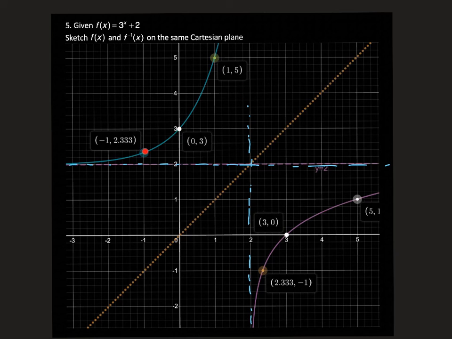And then you just reflect those points about the line y equals x. (-1, 2 and 1/3) is going to become (2 and 1/3, -1). (0, 3) is going to become (3, 0). (1, 5) is going to become (5, 1). And picture, bang, bang, bang. There we go.